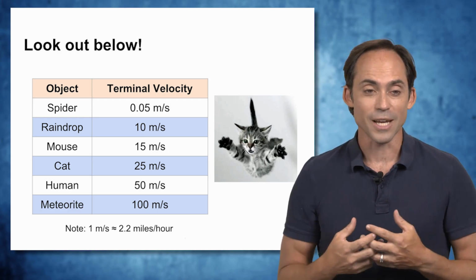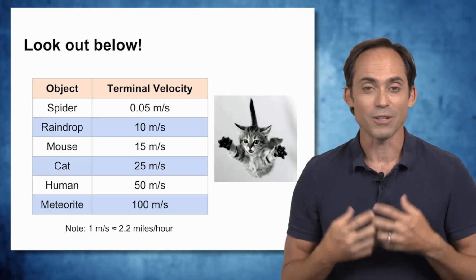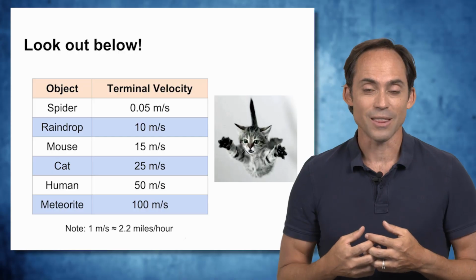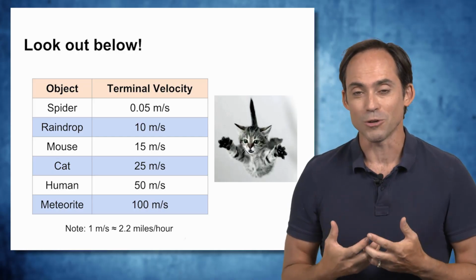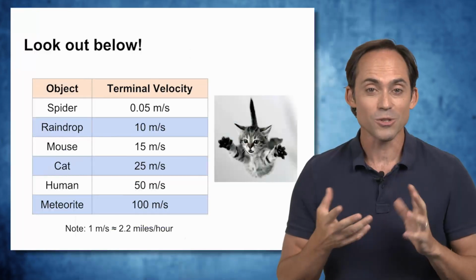Whereas bigger animals like ourselves, or even heavy, dense rocks like meteorites, will have extremely high terminal velocities, and these will literally be terminal velocities because we cannot survive an impact at 50 meters per second, which is something like 110 miles an hour. And then there are animals that are sort of in between.